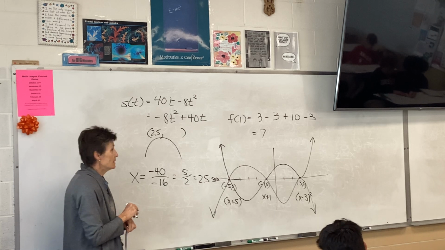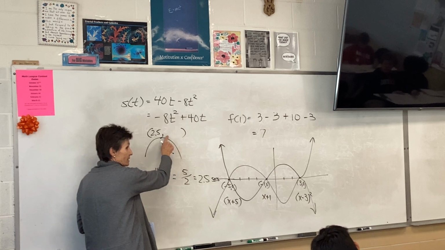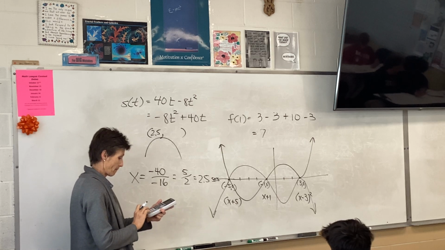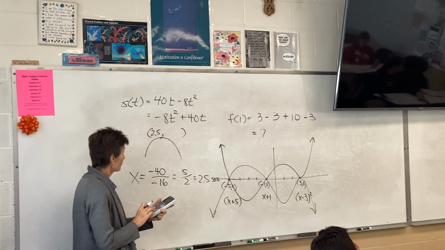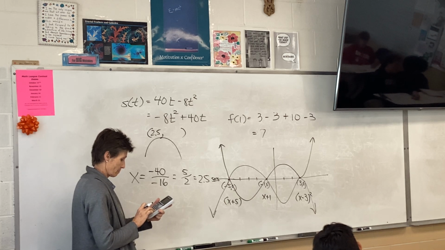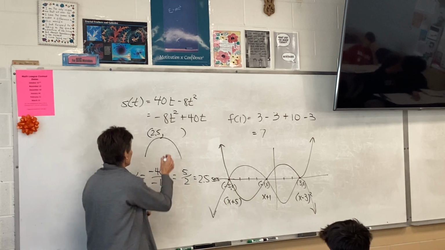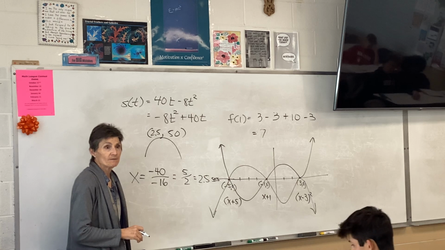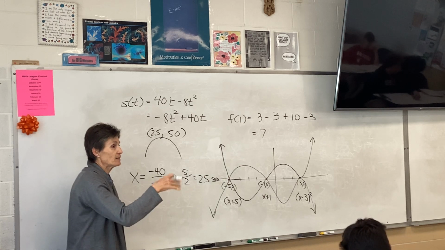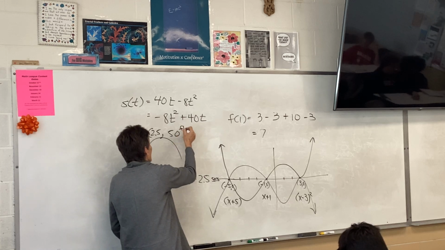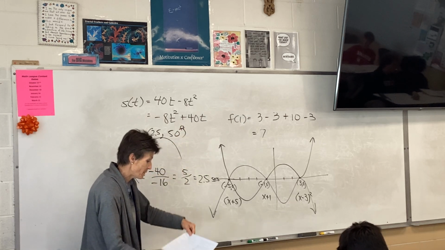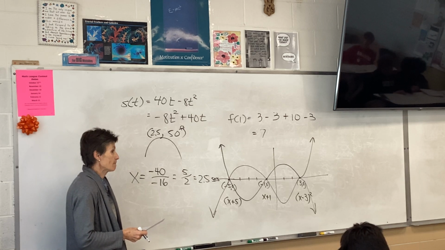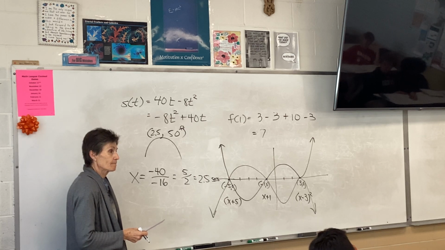All right? Now, how do I find the second half of the vertex? Plug in 2.5. I got 50. Anybody else get that? Anybody else get 50? Yep. Okay. And that's 50 what? Feet. 50 feet. And so the answer to question B would be 50 feet. All right?